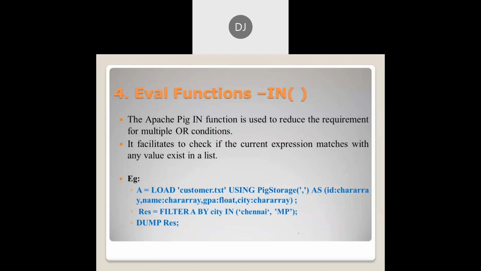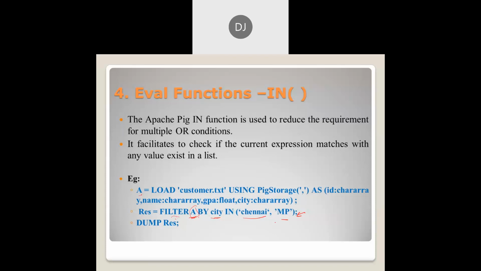After finishing this, the evaluate function will check if any of the values, this is a string value, not a field value, is present in the relation. What they are doing is loading that into a relation and filtering A by city. Yes, they are filtering it, the filter is also there, we have seen it, filtering a relation by city.